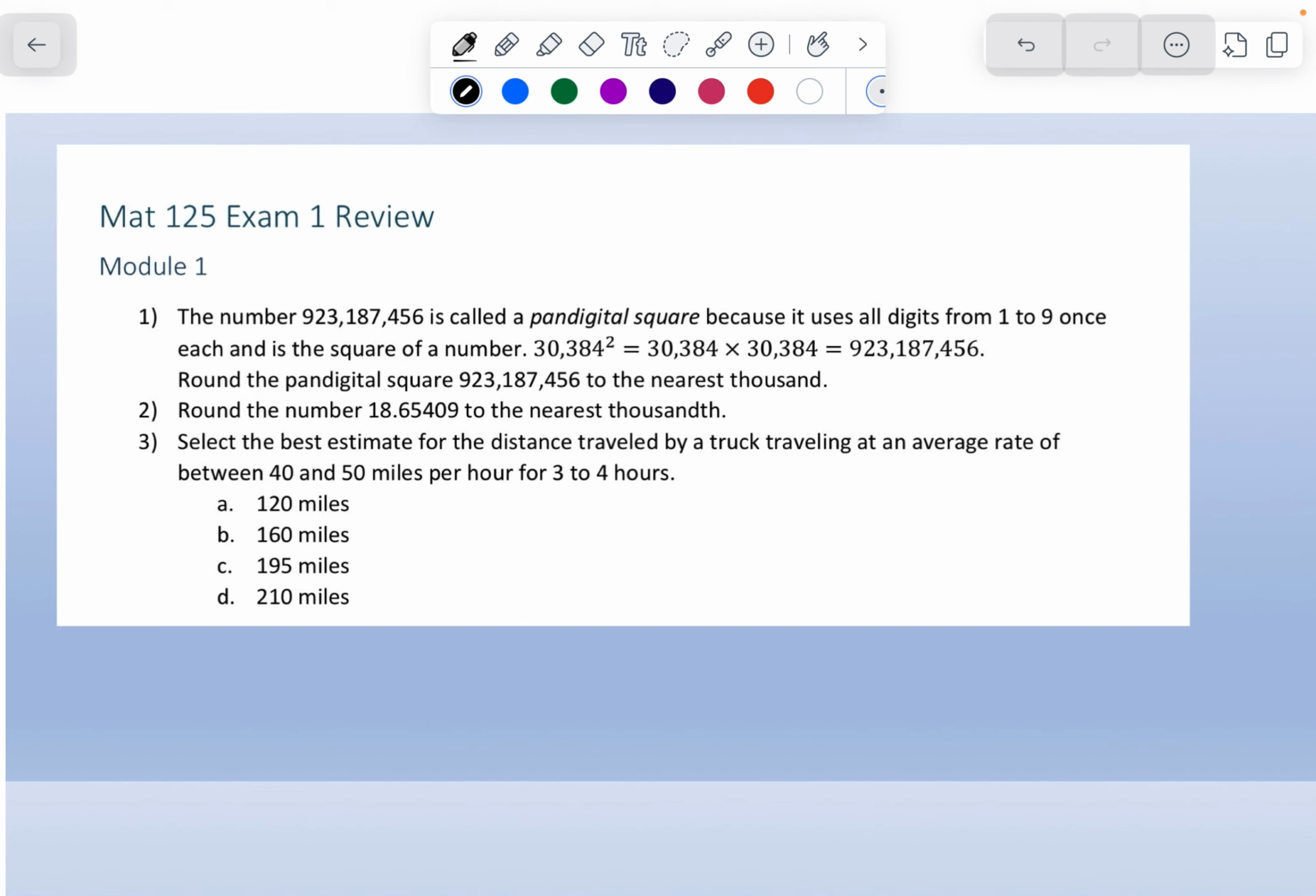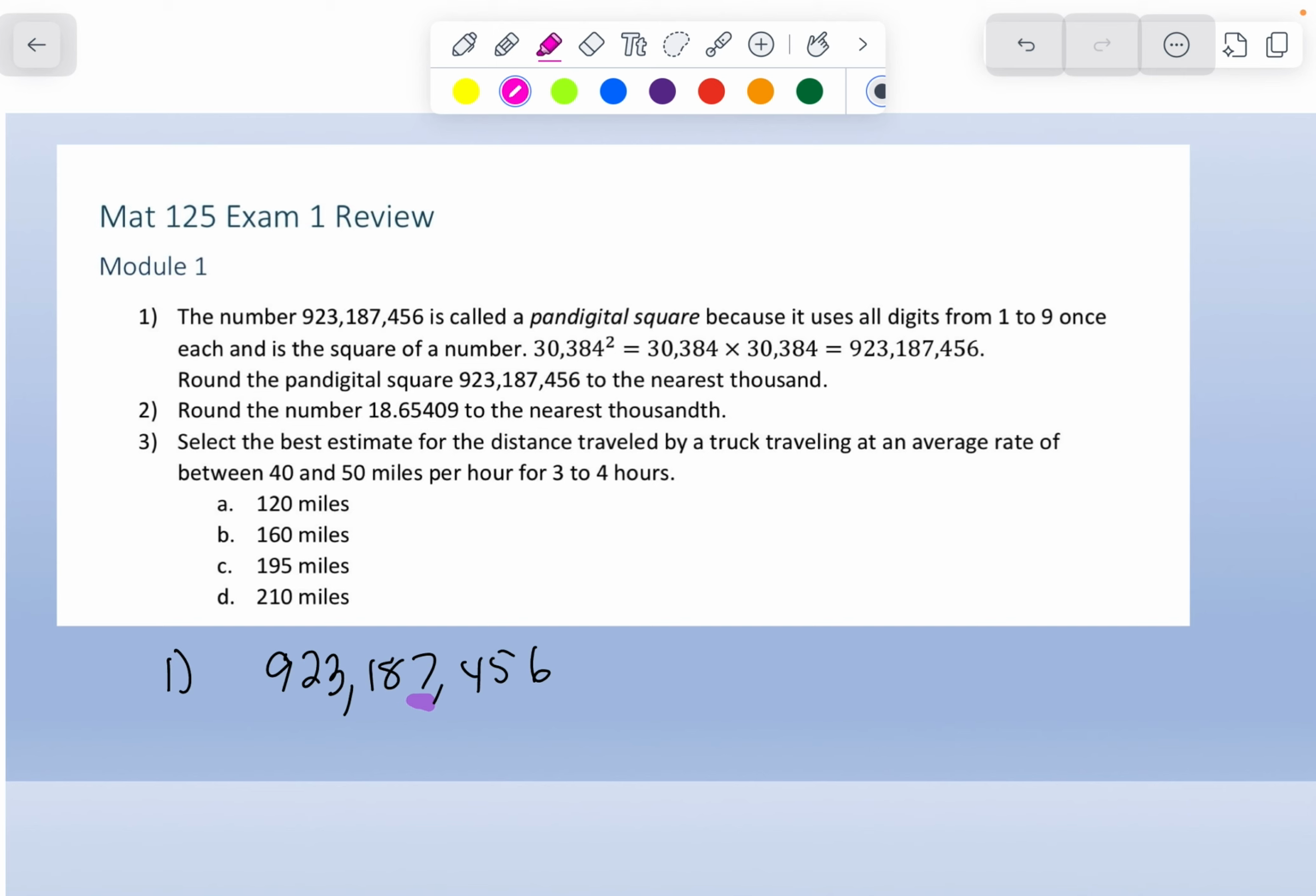But the main thing we need to get at for number 1 is they want to round that very cool number to the nearest 1,000. Now, 1,000 has 3 zeros, so that might help you pinpoint where you're looking at. But this is the 1,000 spot. When I said it, I said 923,187,000 before I said the 456.